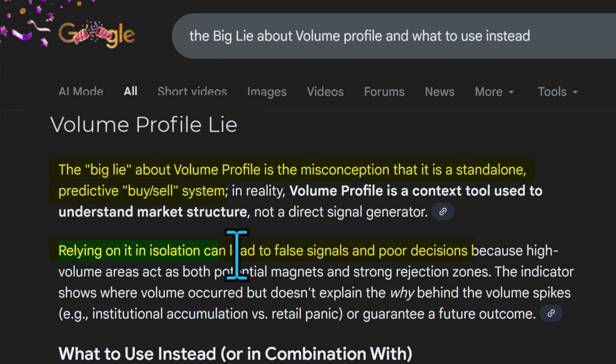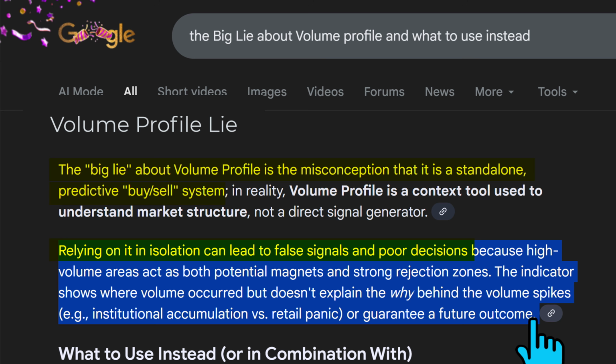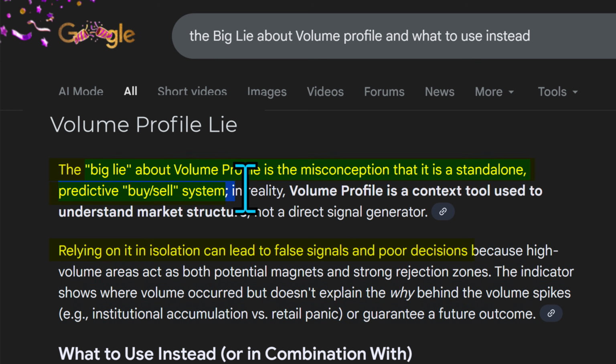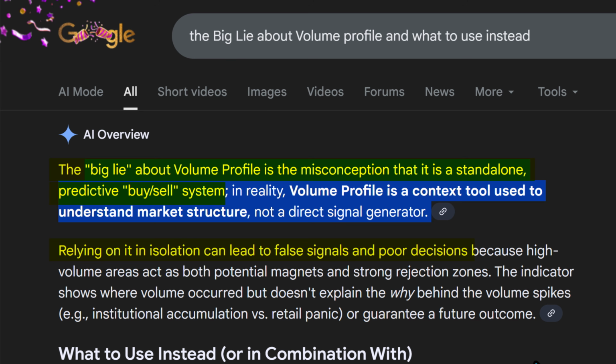My point here is to confirm that Google is saying relying only on the volume profile to make entries is a big misconception, because there's a time to use volume profile and there's a time to use other indicators. In this video, I'm going to demonstrate to you when to use the volume profile and when to use other indicators instead, when you're making decisions for entries, executions, putting your stop losses and profit takes.